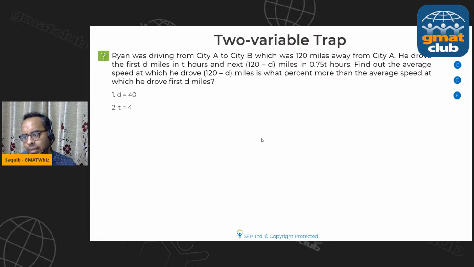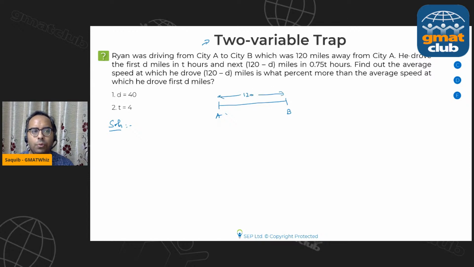In case you don't set up the right equation, you would end up making the mistake. But let me talk about it. Then you'll realize why I've categorized it as a two variable trap or a multiple variable trap. So once again, guys, let's start off by reading it carefully. I'll break down the question stem and jot down all the relevant information, do my pre-analysis, and then look at each statement. So the question stem says that Ryan was driving from city A to B, which is 120 miles. And I usually draw a diagram. Whether it's helpful or not doesn't matter, but I like to visualize it. So I write it like this, put a 120, something like this.